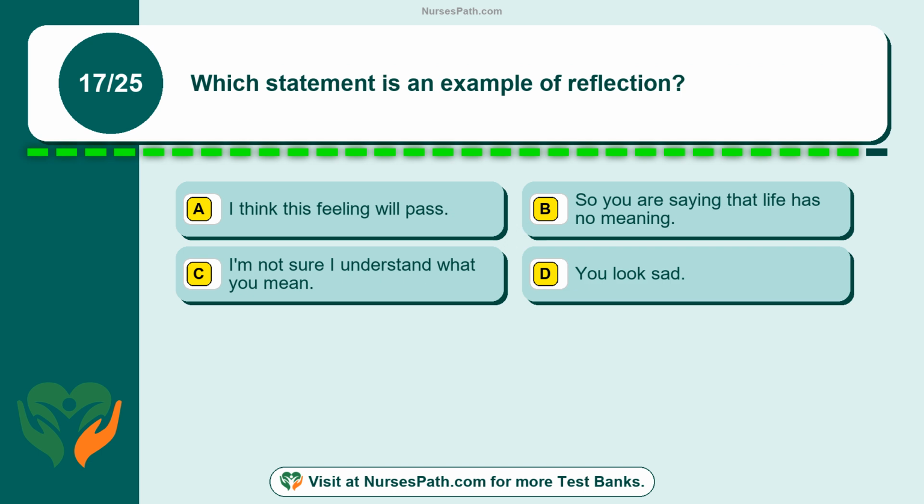Question 17. Which statement is an example of reflection? Option A. I think this feeling will pass. Option B. So you are saying that life has no meaning. Option C. I'm not sure I understand what you mean. Option D. You look sad.